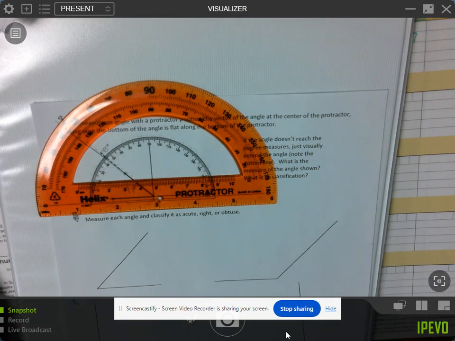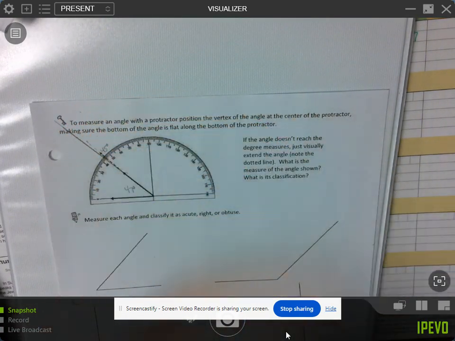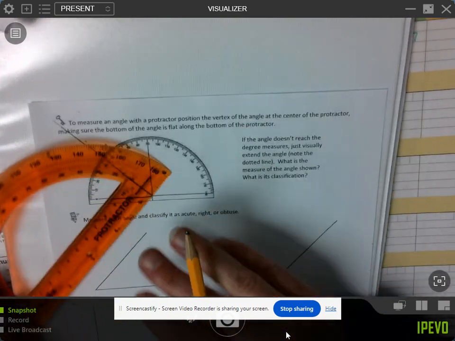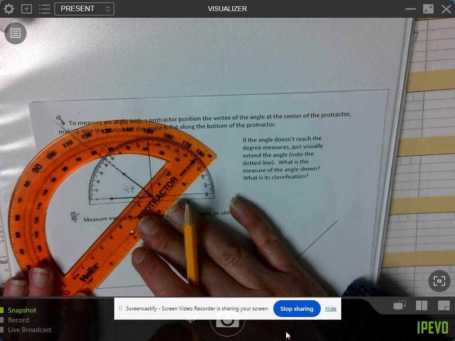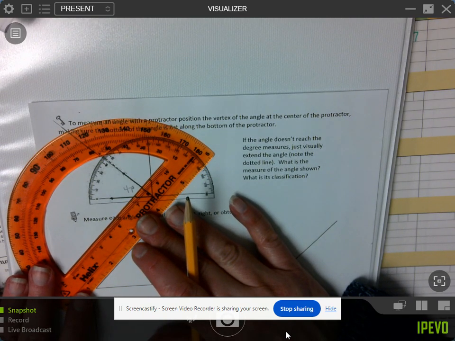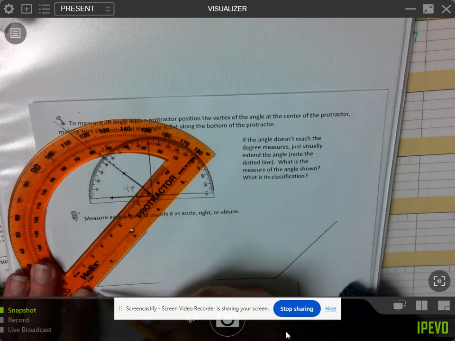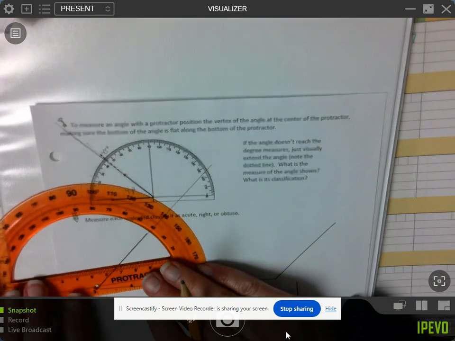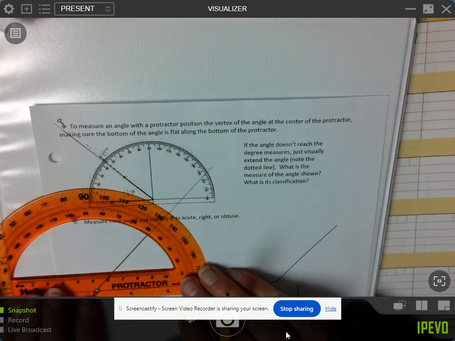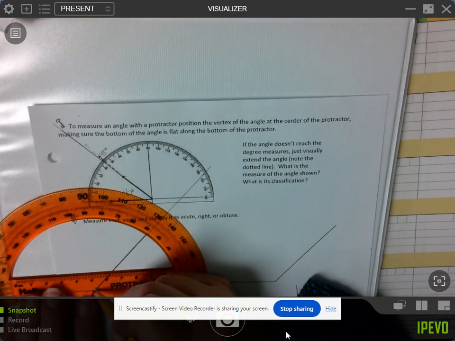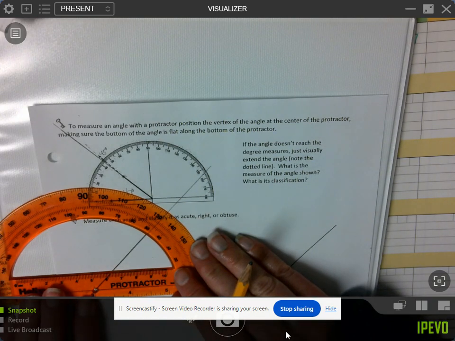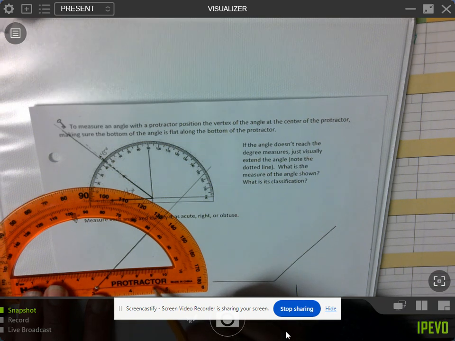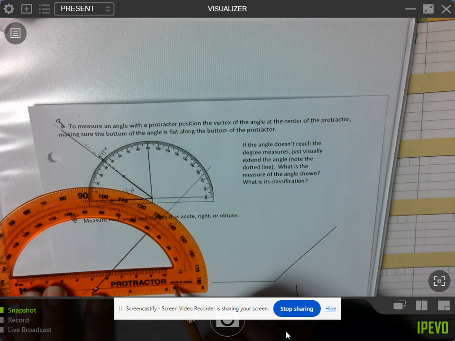So what I would do when you're using your protractor is not just eyeball it or kind of draw the line yourself. Use that protractor to draw a longer line. Use it like a ruler to continue that line up. So when we go to measure it, we're going to line it up. The vertex of your angle right in the middle. You're going to line up that bottom angle line to that line on your protractor.